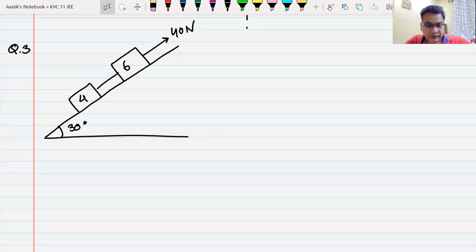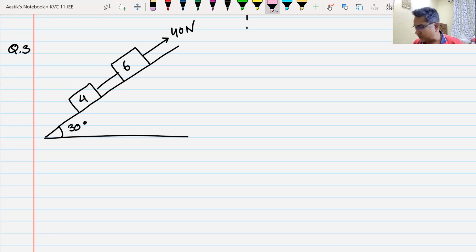Now, obviously, the full method of doing it would be to isolate the blocks, take the 4 kg block separate, take the 6 kg block separate, draw their free body diagrams, write their equations and solve it. But now I understand that they are going to move up or down with the same acceleration. Do we understand this?